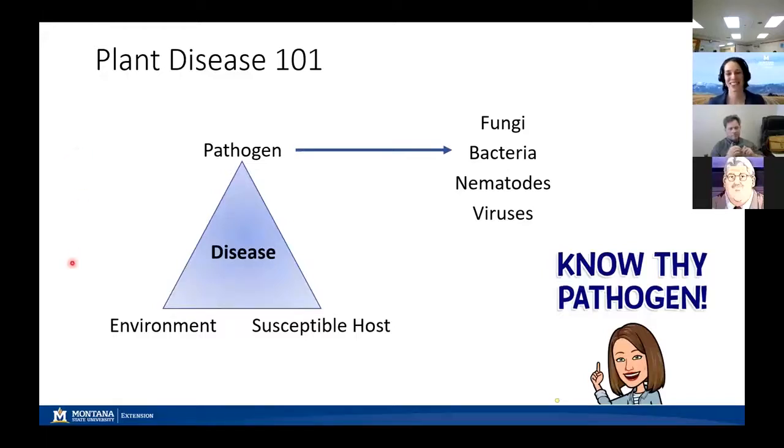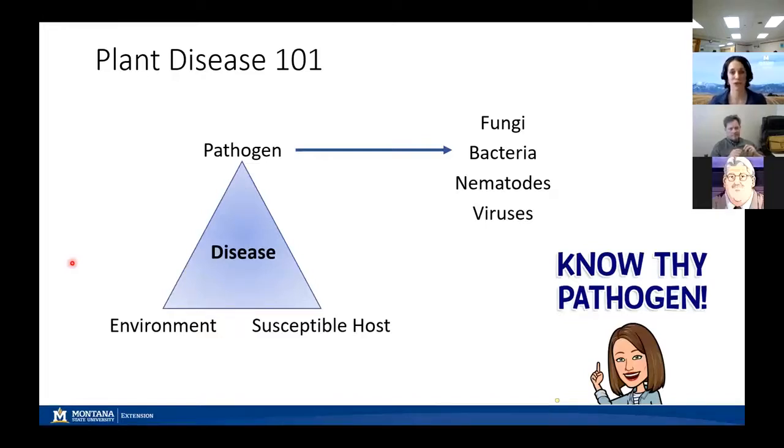So the disease triangle tells us that in order for disease to occur, there has to be a pathogen present, and this pathogen has to meet a susceptible host. And then in addition to that, environmental conditions have to be favorable for this pathogen to infect the host and spread and for disease to occur. So if any of those three components is missing, you will not observe disease.